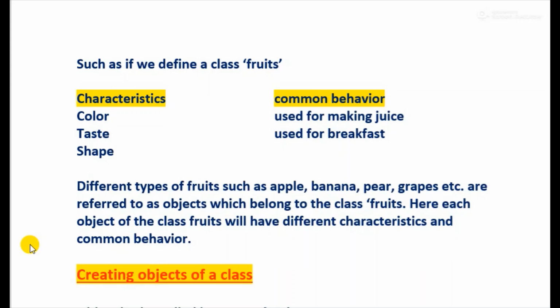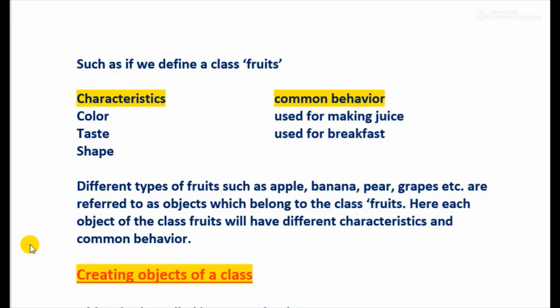For example, the color of apple is different from the color of banana. The taste of apple is different from banana. And the shape of apple is different from banana. That means these all are the characteristics which will be used by the objects of the fruits class. And because of the values of these characteristics, each object is unique. The values of these characteristics are different for each object.